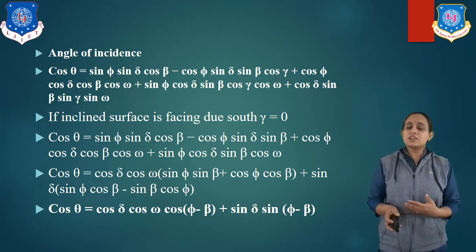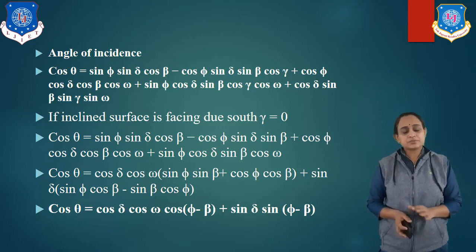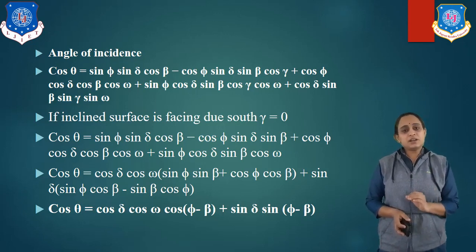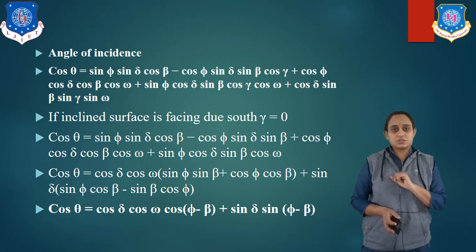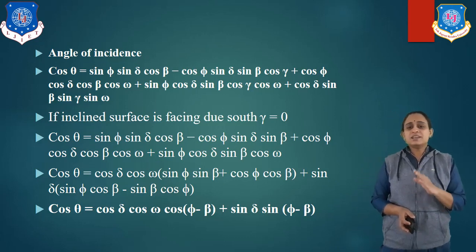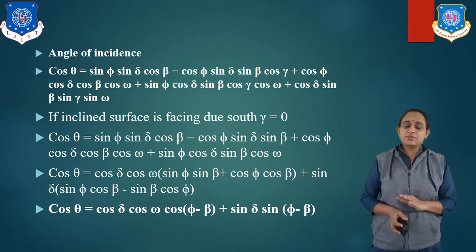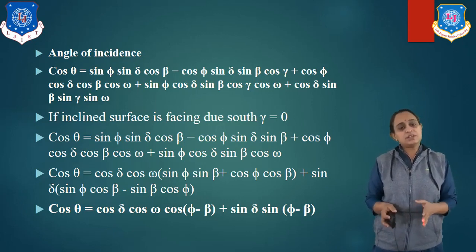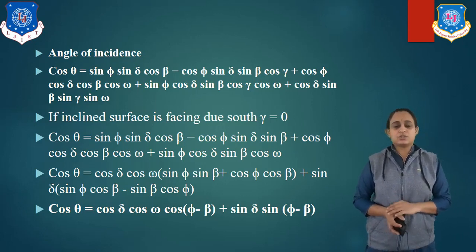By further solving this equation and taking some terms common, we will get cos theta equals cos delta cos omega into sin phi sin beta plus cos phi cos beta. For this you have to consider the last two terms. Now let us also take sin delta common, so sin delta into sin phi cos beta minus sin beta cos phi. So finally we will get this equation.